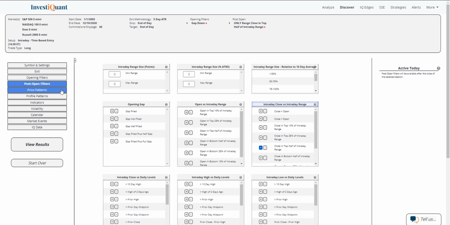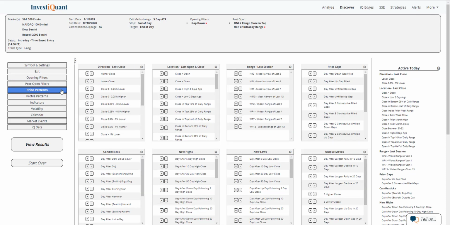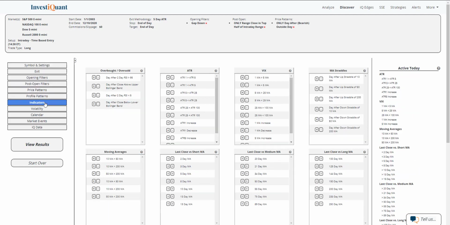Next, I'm going to add some context around yesterday's price action, so that big selling day that we had yesterday. I'll call that a bearish outside day. That is a candlestick pattern, and if I just go over to the active today section, I can grab that right here, bearish outside day from the candlestick section, and then click indicators to put it in a somewhat bullish market environment. I'm going to use above the 200.